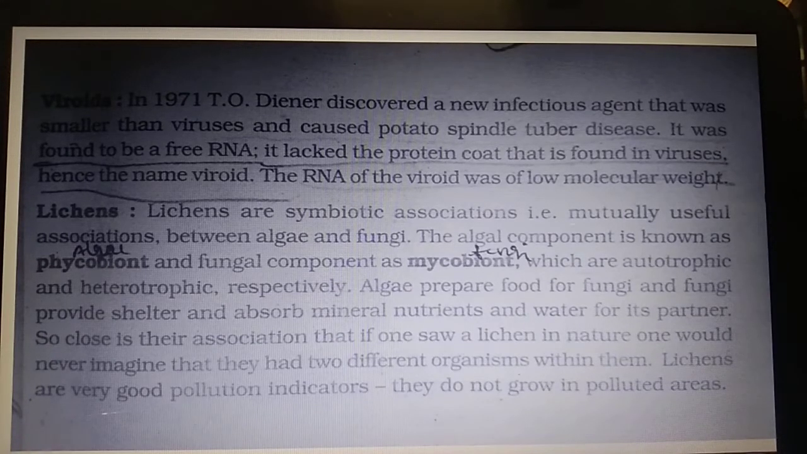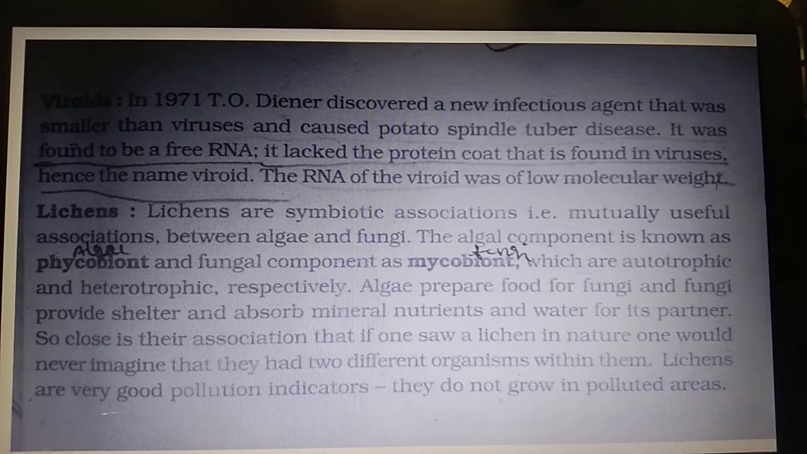For example, students, the association between algae and fungi. The algal component is known as phycobiont, whereas the fungal component is called mycobiont, which are autotrophic and heterotrophic respectively. Now they are very complementary to each other. For example, students, algae prepare food for fungi and fungi provide shelter and absorb mineral nutrients and water for its partner. Such kinds of combinations and associations are rare, and we should appreciate nature as well.